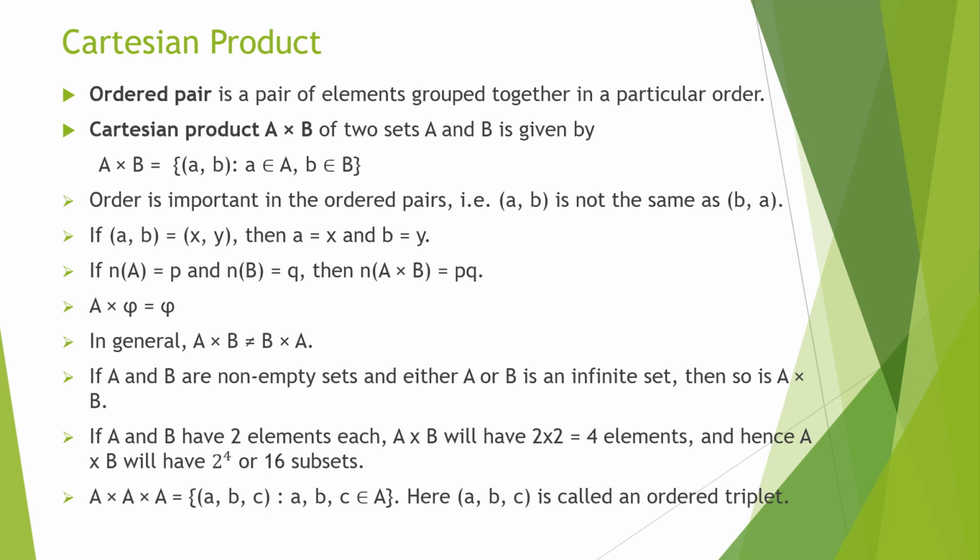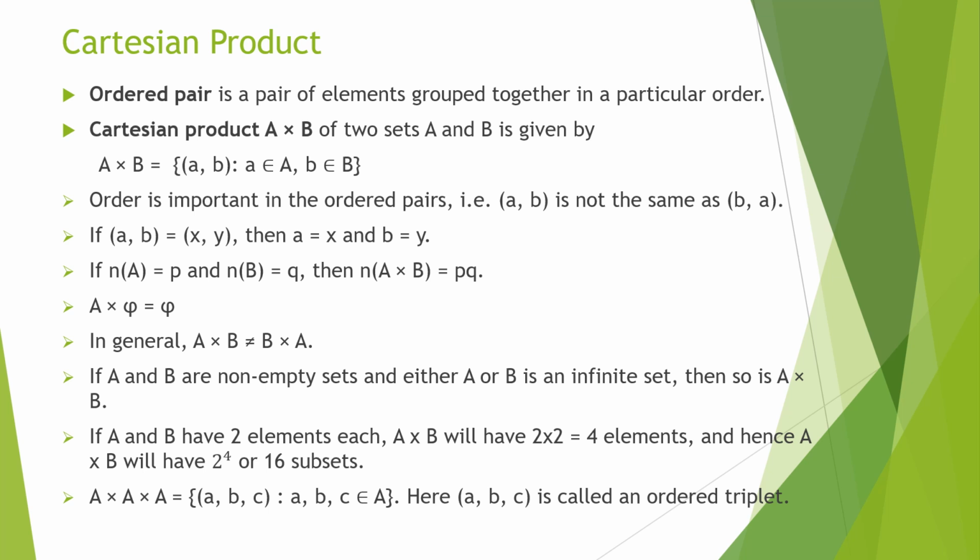If A and B are non-empty sets and either A or B is an infinite set, then A cross B is also infinite. For example, if A and B have two elements each, A cross B will have 2 into 2, which is 4 elements. And A cross B will have how many subsets? We know that the number of subsets is given by 2 raised to n. So A cross B has 4 elements, so it will have 2 raised to 4, or 16 subsets.